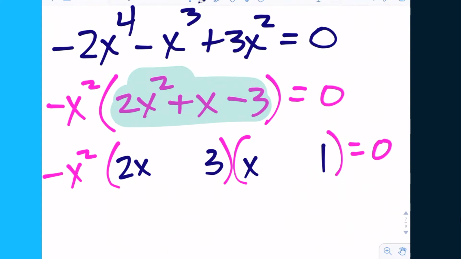So you get a 3x on the inside and a 2x on the outside. I need to subtract them and get a positive 1. So the larger product has to be positive.